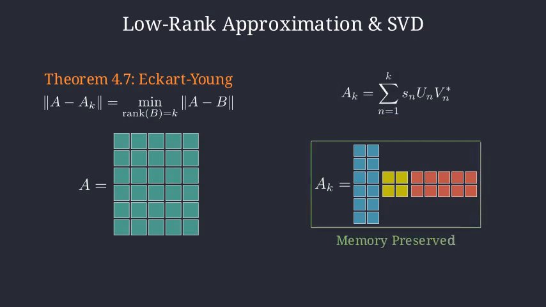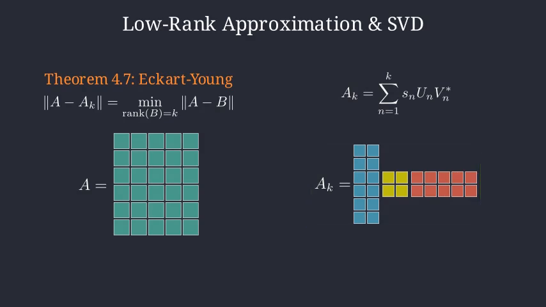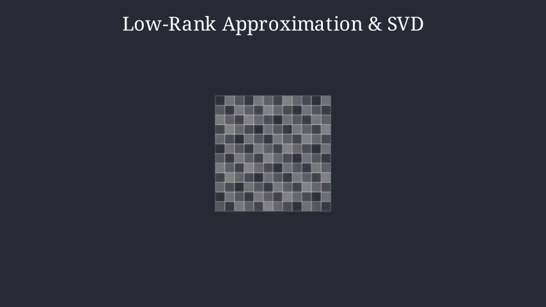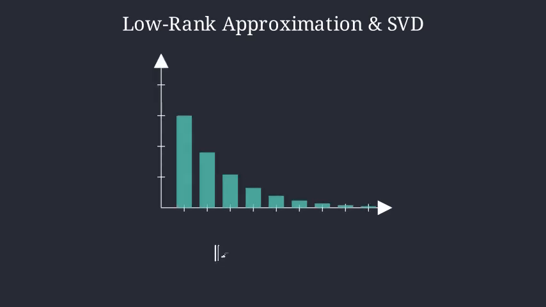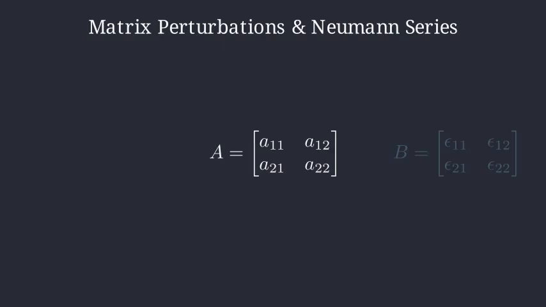This allows us to represent complex datasets or images using far less memory while preserving the most important features. For example, in image processing, a large pixel matrix can be compressed by storing only the most significant singular vectors. The error of this approximation is simply determined by the first discarded singular value, giving us a precise way to balance compression and quality. When we deal with perturbations or small changes in a matrix, the Neumann series becomes an invaluable tool.